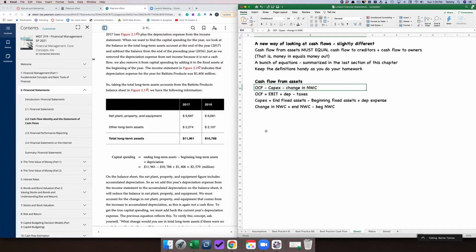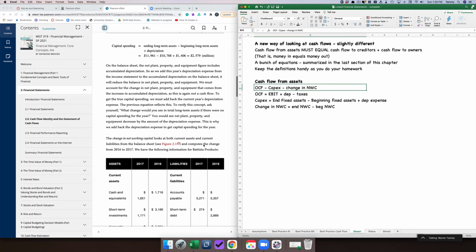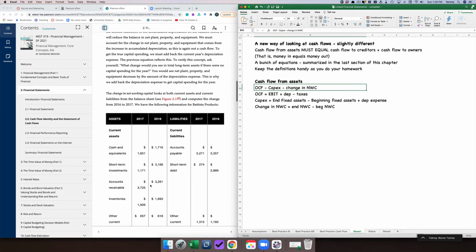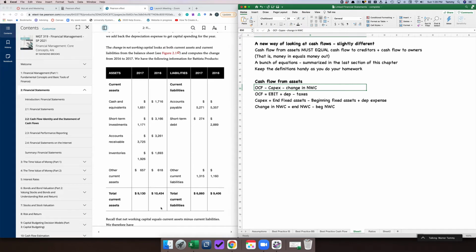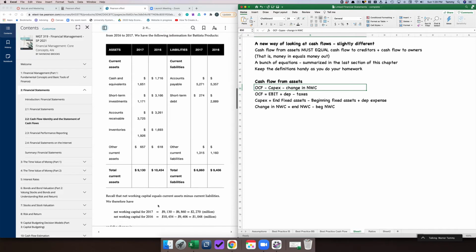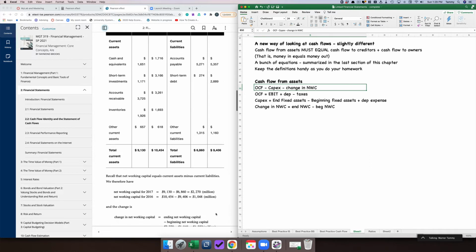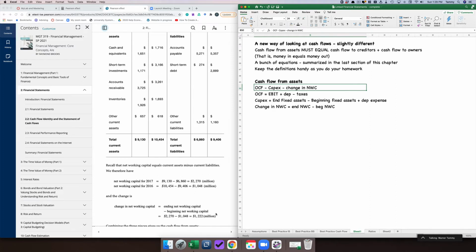So we subtract that from our operating cash flow to get closer to our cash flow from assets. Okay. And then the change in net working capital, again, we just calculate the net working capital for the new year, right? In 2017 it calculates out to 2270 million. And last year it was 1.048 million, right? So we have more net working capital this year.